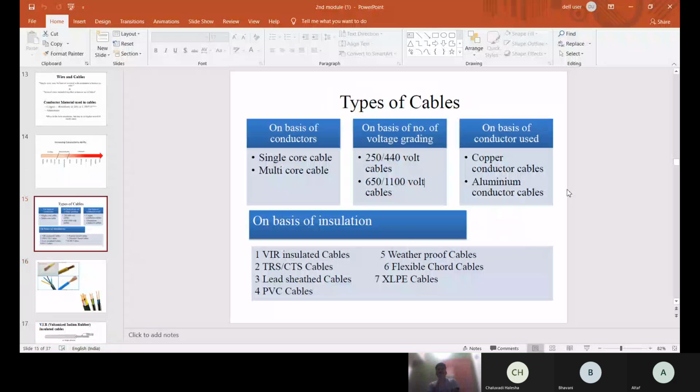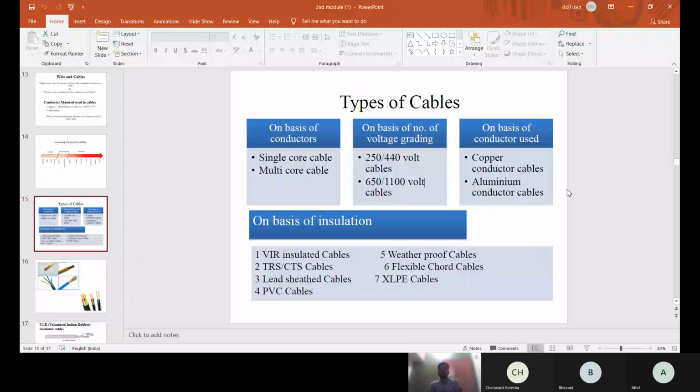On the basis of conductors, it may be a single core cable or a multi-core cable. Single core means one single strand of wire, a single strand of copper or a single strand of aluminum. If I go for a multi-core cable, it is the same: single strands are wound one above the other and made into a multi-core cable.